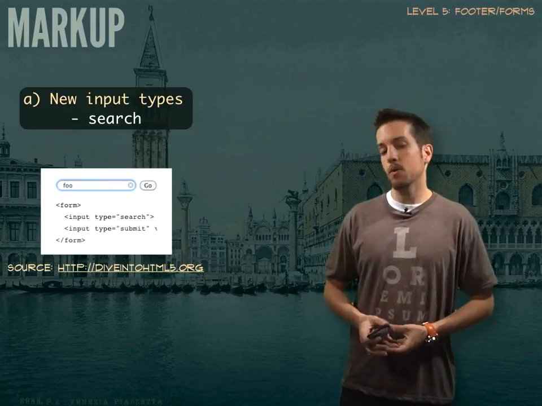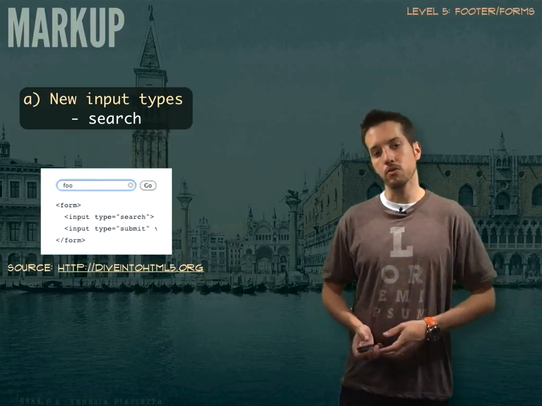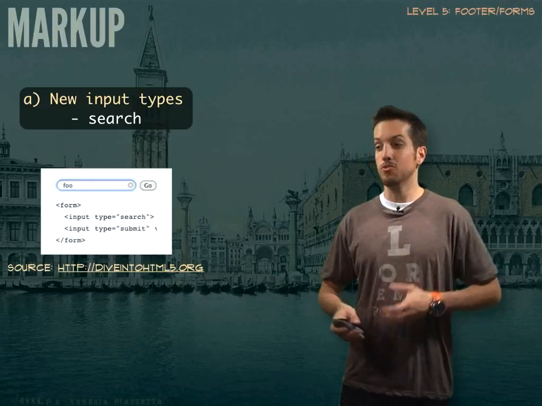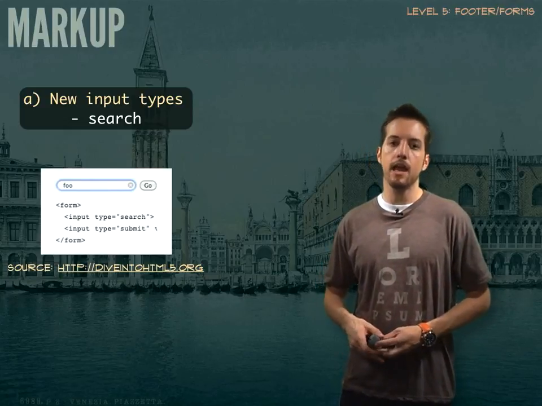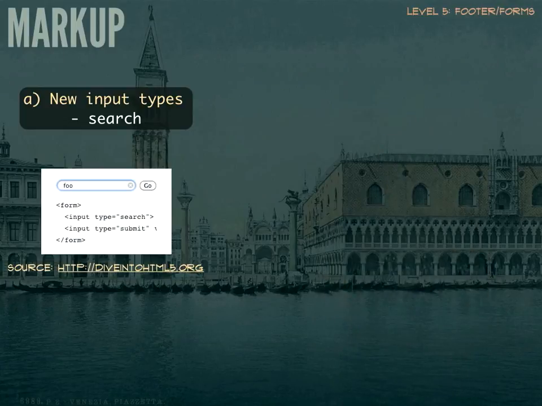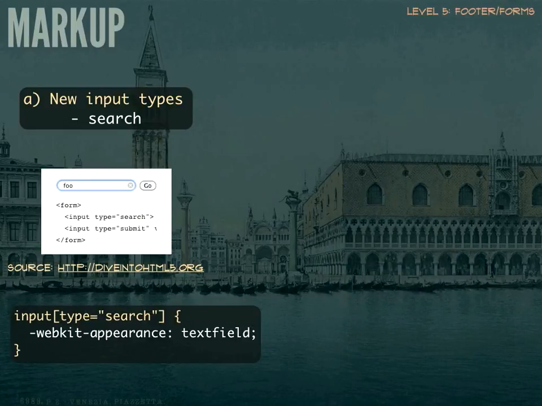Now, I mentioned that WebKit browsers automatically add rounded corners. If this is something that you don't necessarily want to have, maybe you want to have a custom design search field, all you need to do is enter this code in your CSS and then you'll be able to style it however you want.